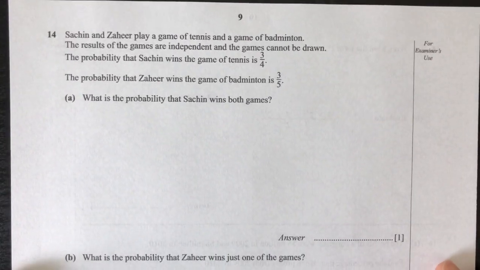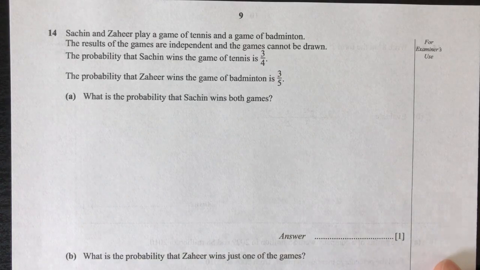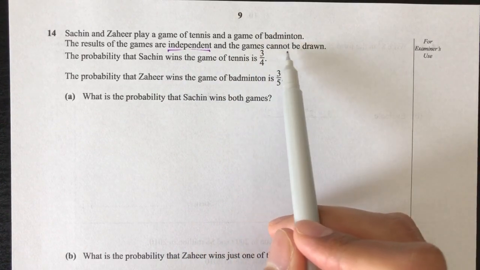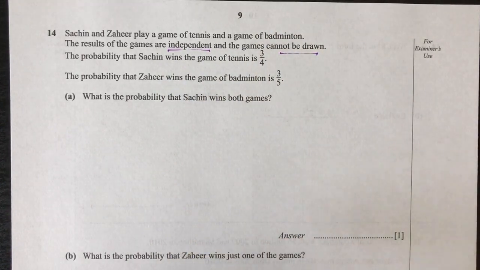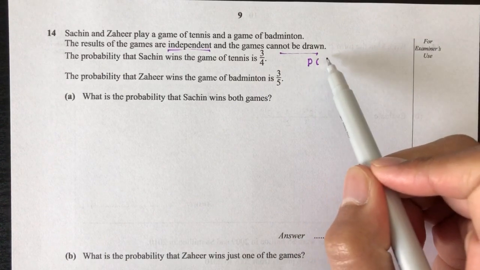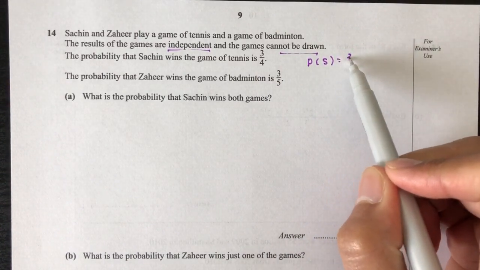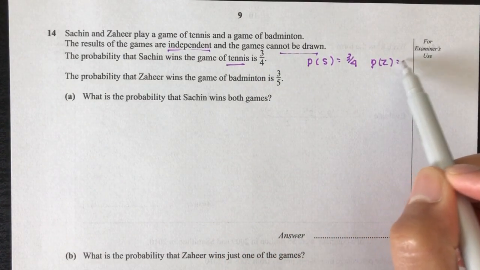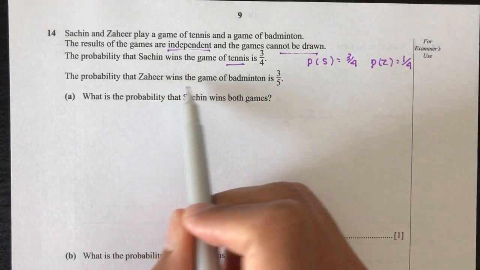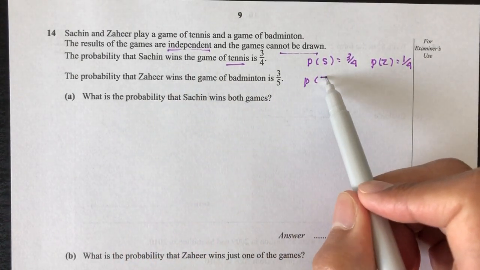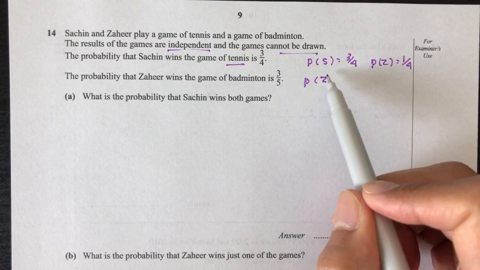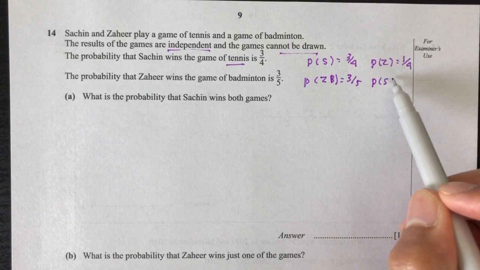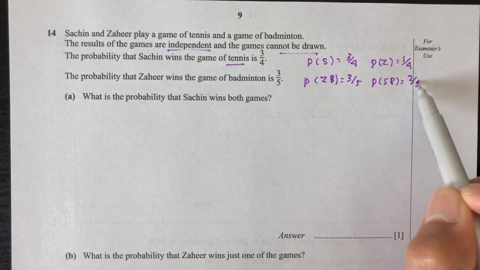Question number 14. Sachin and Zahir play a game of tennis and a game of badminton. So 2 games. The results of the games are independent and the games cannot be drawn. Okay, they can neither win nor lose. Now, the chance of Sachin winning tennis is 3/4. It means that of Zahir will be 1/4, right, for tennis. Here for badminton, of Zahir winning, let's call it Zahir B for badminton, it will be 3/5, and P for Zahir badminton, that will be 2/5.